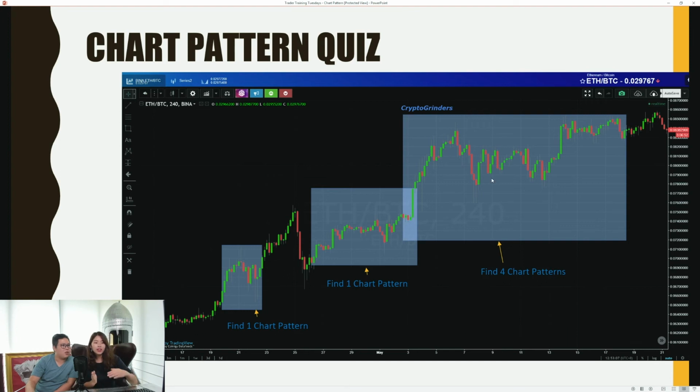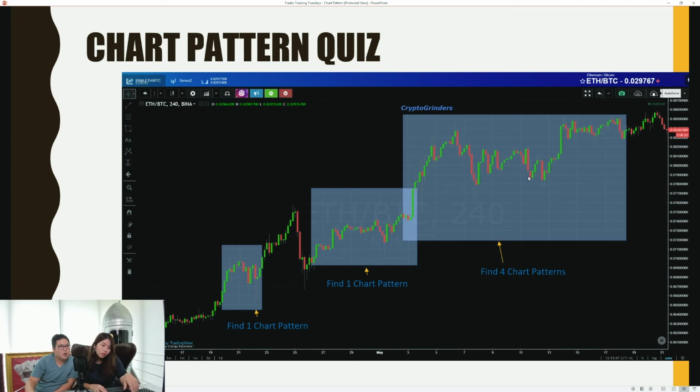Alright, so to be fair, the rising wedge has the double top. No, it doesn't. Yeah, it's here and this thing. Oh, fine. Right? Okay, so again, head and shoulders.